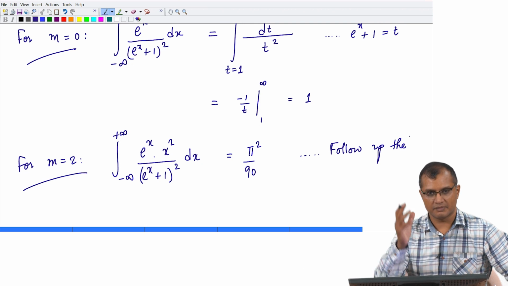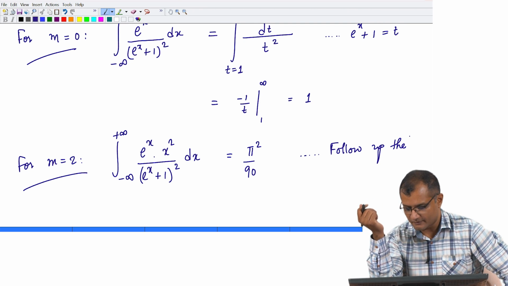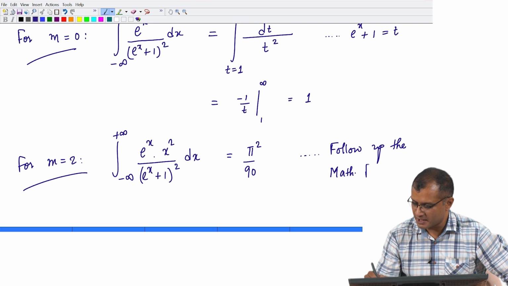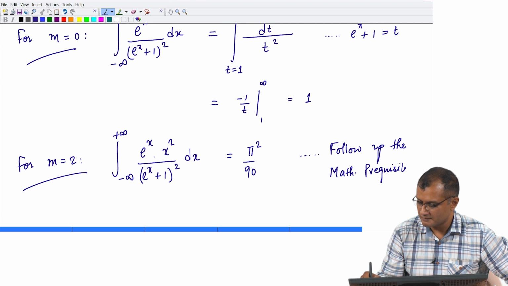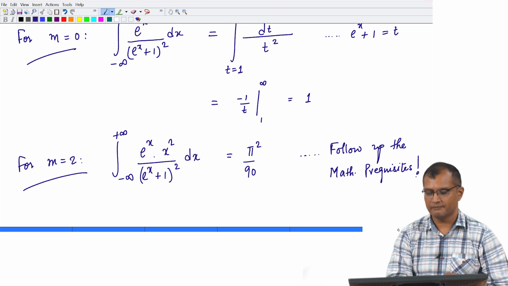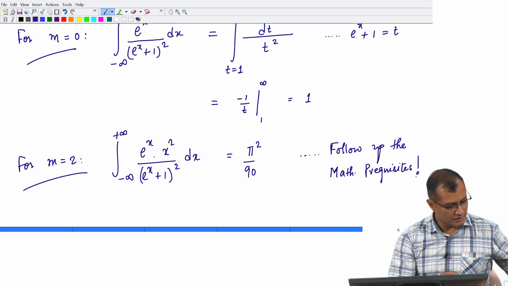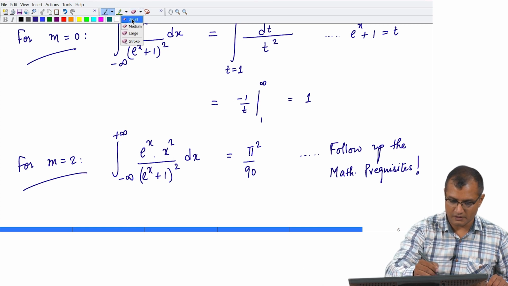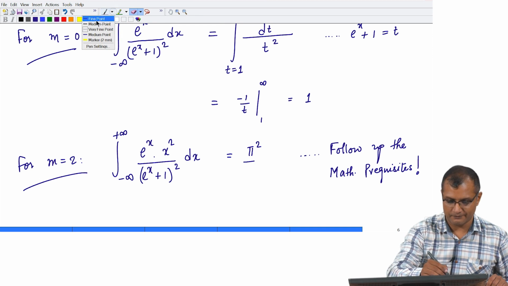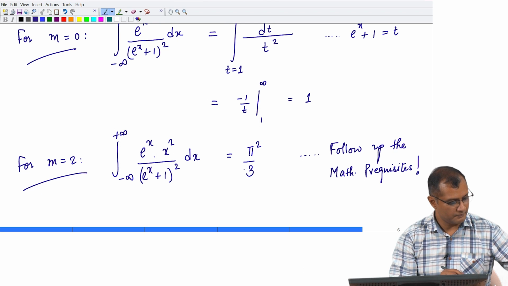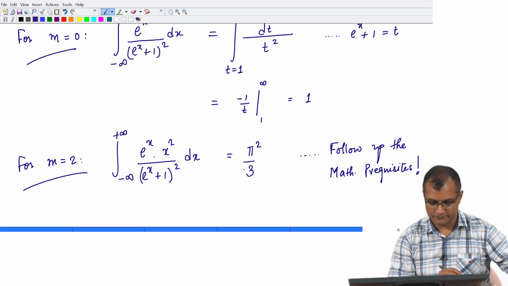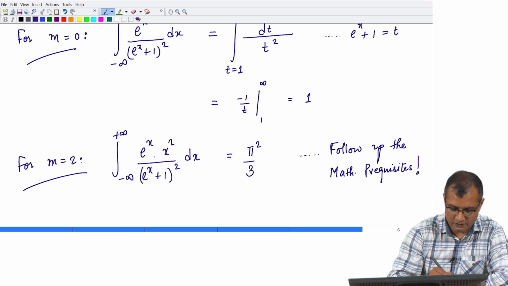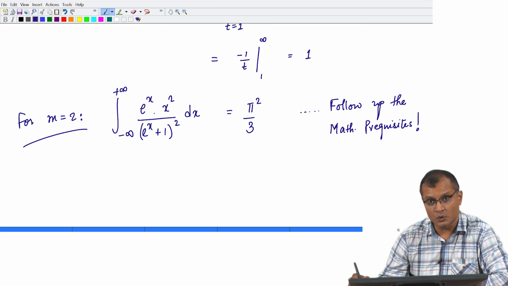Or you can take it up as a personal homework problem, but I am going to say that you follow up the math prerequisites. We will discuss this integral there. So, let me just confirm the value of this integral, that it is indeed pi square, no, it is pi square by 3, I am sorry, it is pi square by 3. Okay. So, either you can do it yourself or you can refer to the math prerequisites and we will show how to get this integral there.